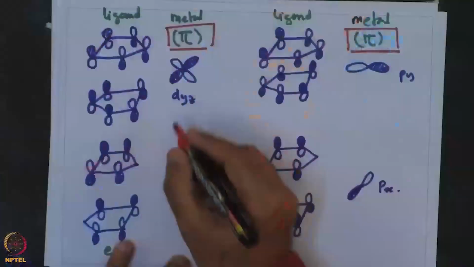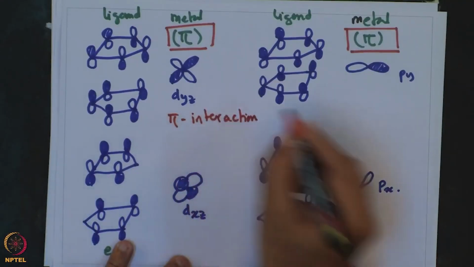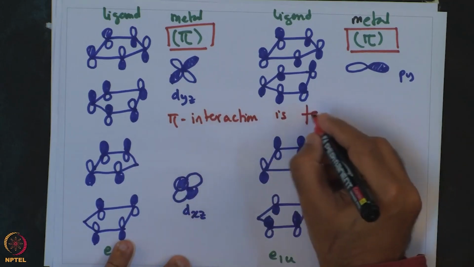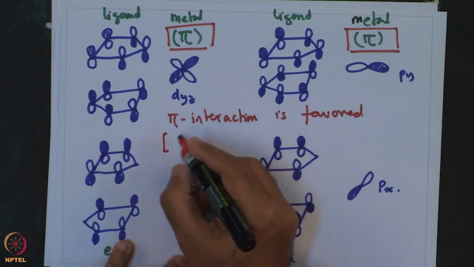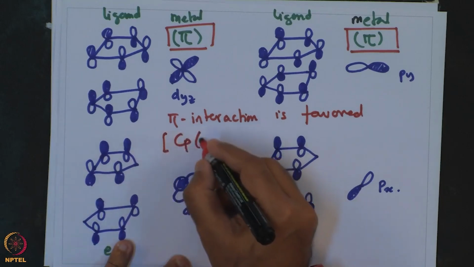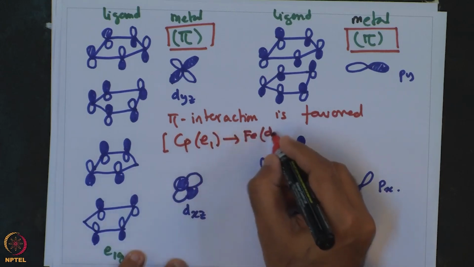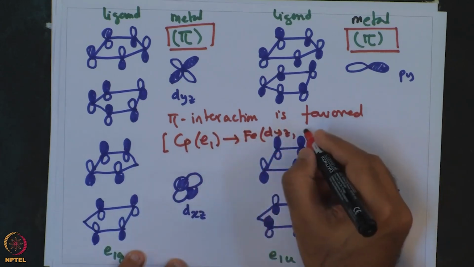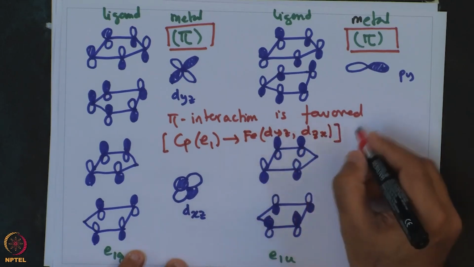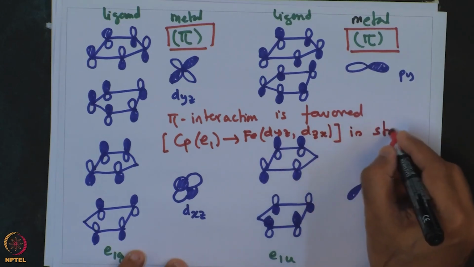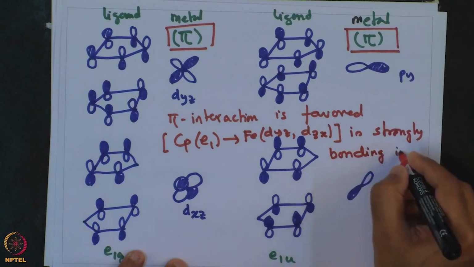So, the take home message is pi interaction is favored. The dative bond between Cp E1 to Fe dyz, dxz is strongly bonding in nature.